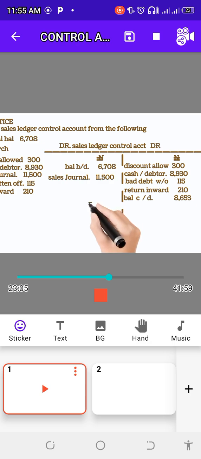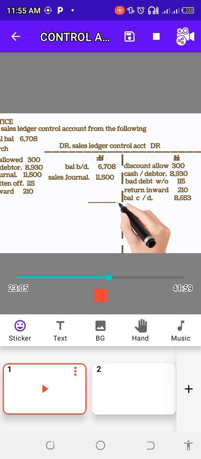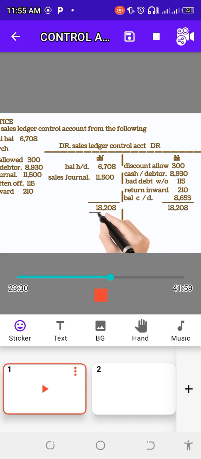Now you take the total, the sum of the debit and credit side, recognizing the difference and inserting the difference in the lower side to enable it to balance. And you bring that difference, which is balance carried down at the credit side, to the debit side as balance brought down.